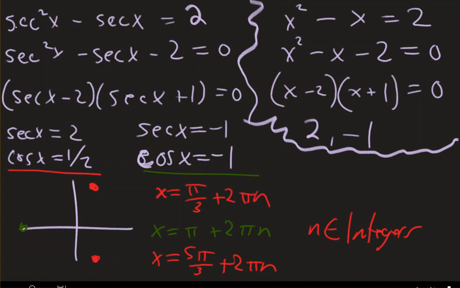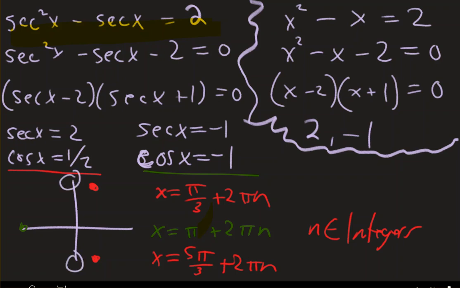Now, as I said at the start, we do have to be careful here. Just because this solves this doesn't mean that these are the solutions. They could be extraneous. So we need to make sure that these actually solve the original equation. So if you think about it, secant is undefined. Secant is 1 over cosine, and we can't divide by 0. So secant is undefined when cosine is 0, and cosine would be 0 here and here.